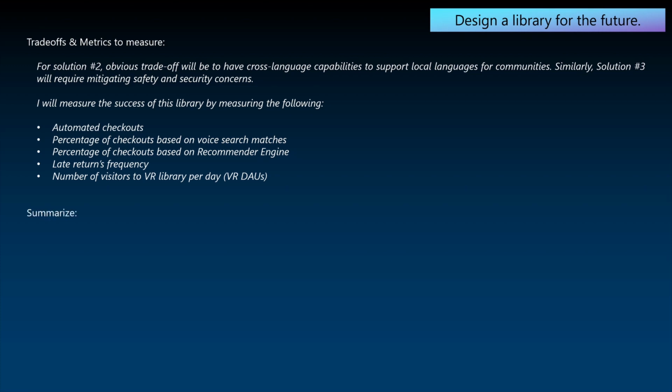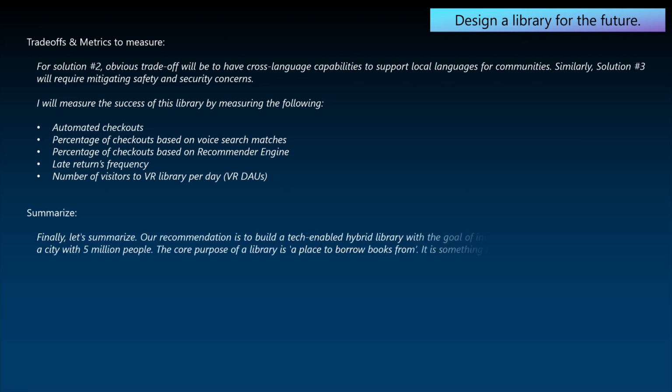Finally, as I mentioned earlier, after going through this overall exercise, it's a great idea to state the initial question again, to summarize what product you suggest building and why. Our recommendation is to build a tech-enabled hybrid library with the goal of increased knowledge and enjoyment for a city of 5 million people. The core purpose of a library is a place to borrow books from, and that's something that all the personas will require. So our vision for this library of the future will include the following.